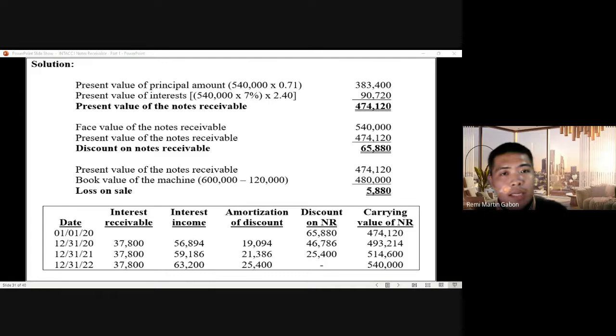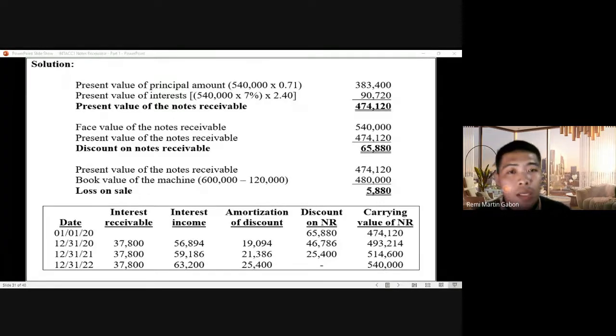So amortization of discount decreases the amount of discount. So 19,094 ibawas sa 65,880, that should be 46,786. Okay, I hope you are following. Then, go back with the amortization, 19,094. Add 19,094 sa 474,120 to arrive the carrying amount of 493,214.